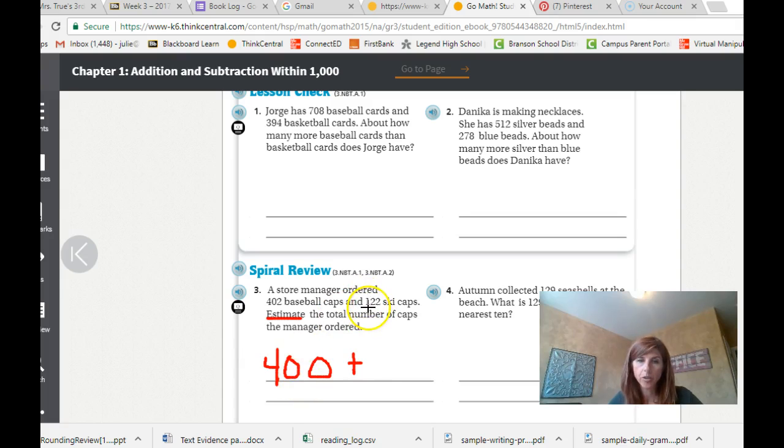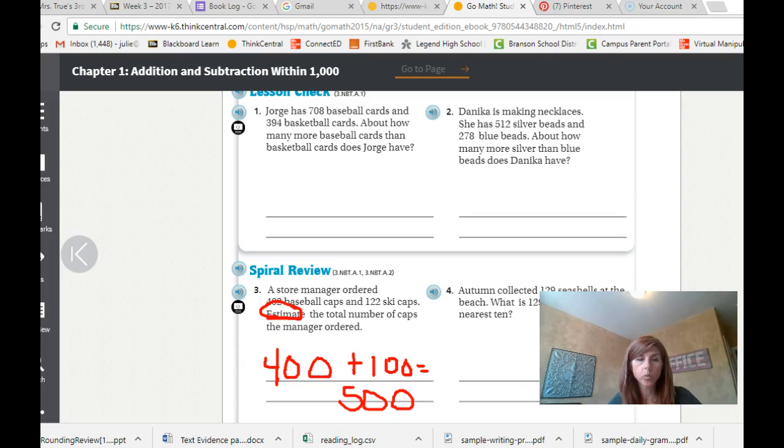122, we're going to round to the nearest hundreds place. The 2 tells the 1 to stay at 1 because it's from 0 to 4, and that number always stays the same. If it's 5 or up, then we'd round this number up, but it's not. Then the 2 turns to 0. We can do that easily in our head. 400 plus 100 equals 500 caps all together. So really focus if they're saying estimating or about, because then you have to round first.